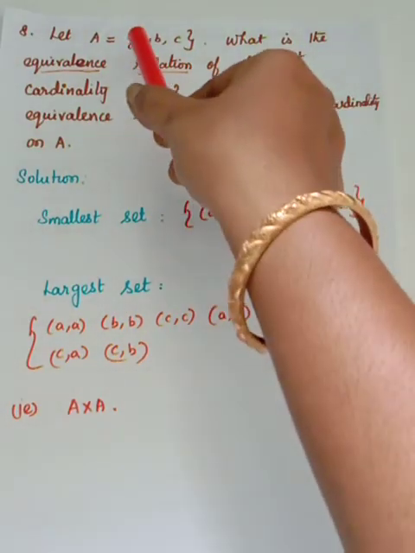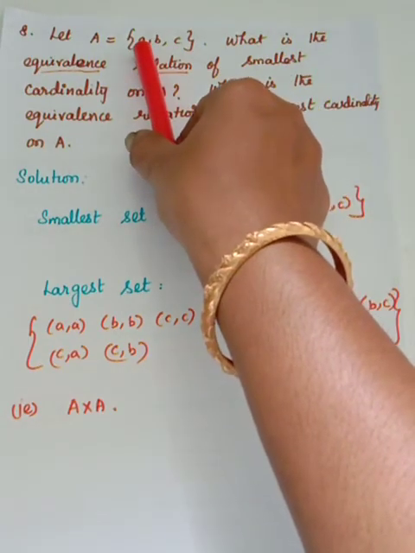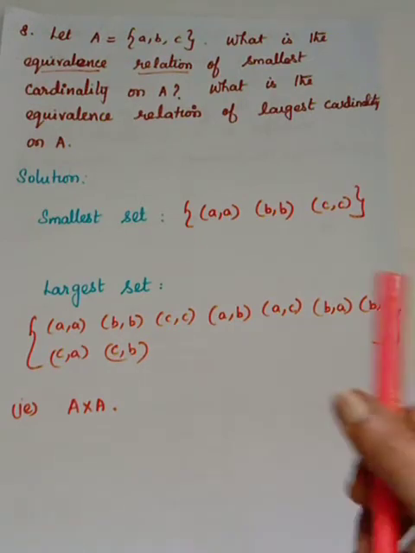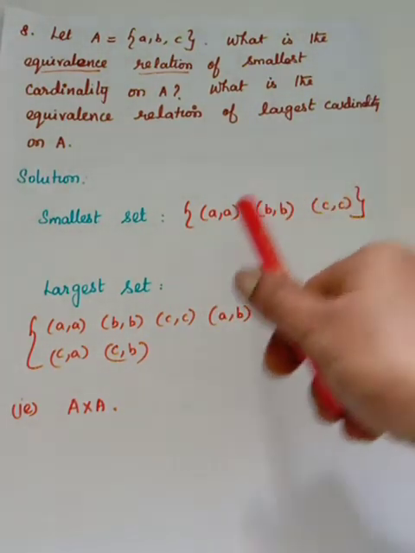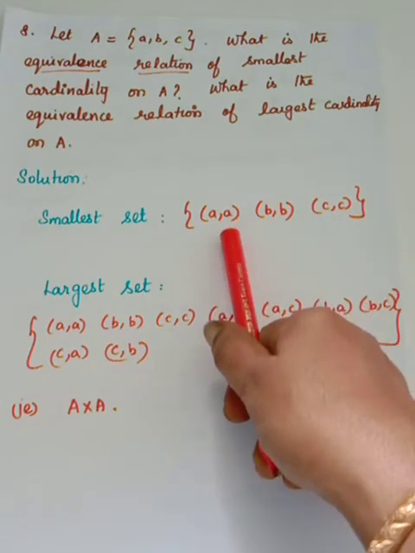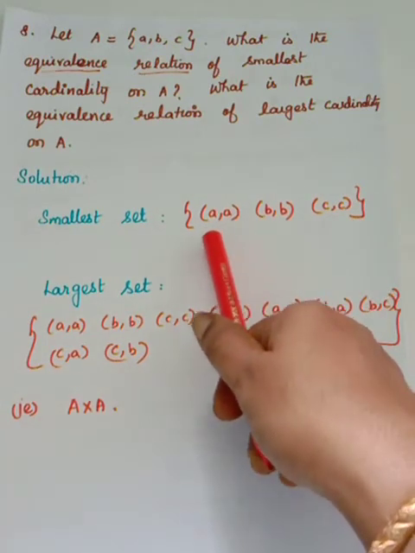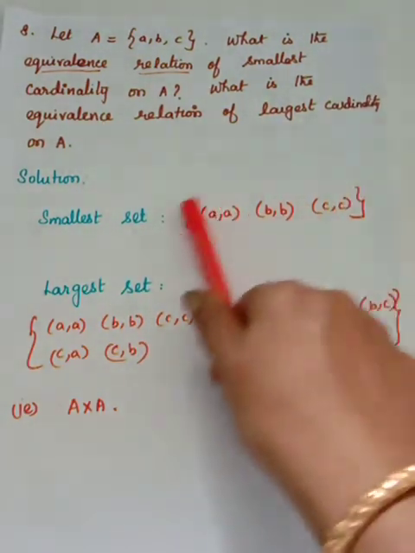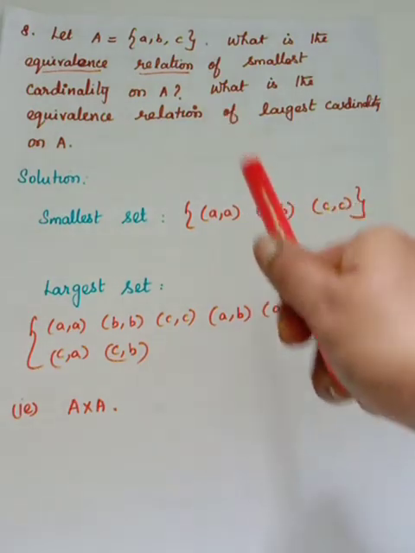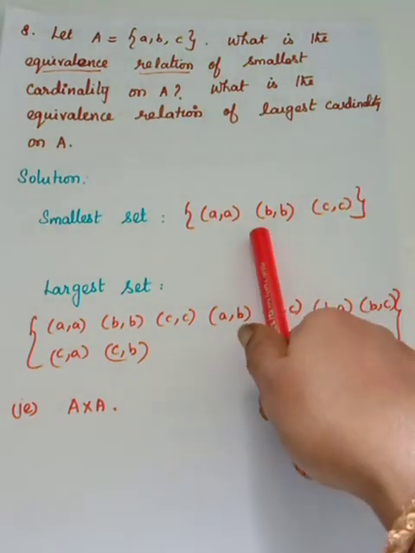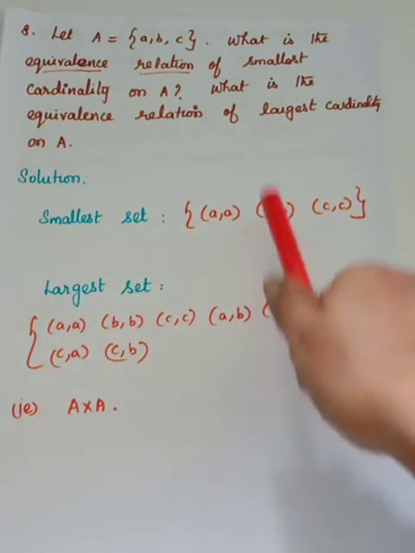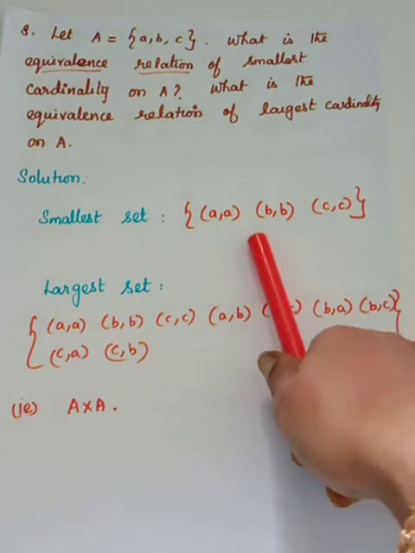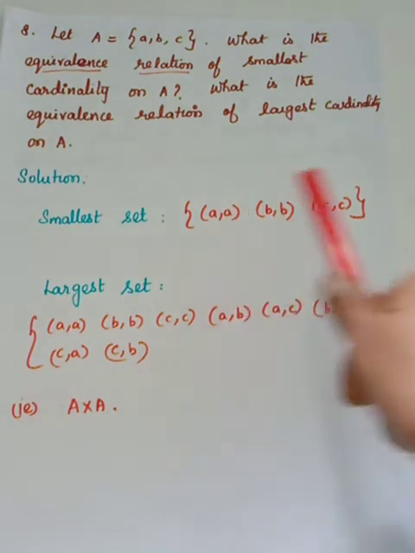So if it is reflexive, which ordered pairs should be there: A comma A, next B comma B, next C comma C. If we have these three ordered pairs, we can say it is reflexive. For symmetric, what has to come? A is related to B, but if we have only these three elements, we can very well say it is symmetric as well as transitive. So this is the smallest set. This relation is an equivalence relation with the smallest cardinality.